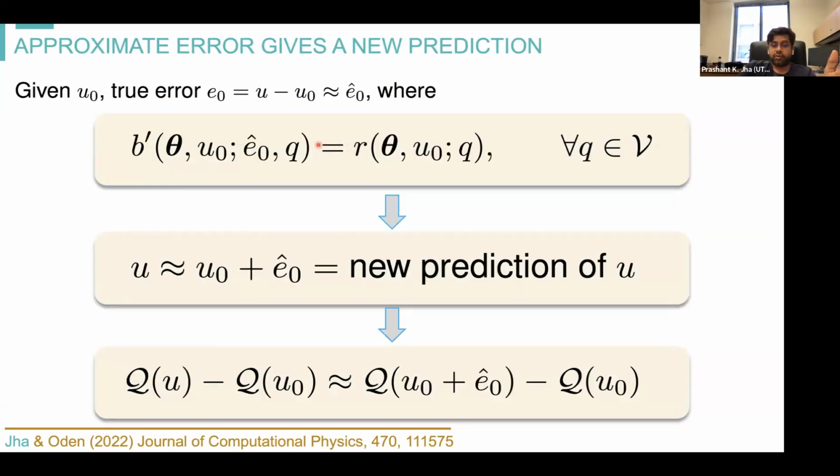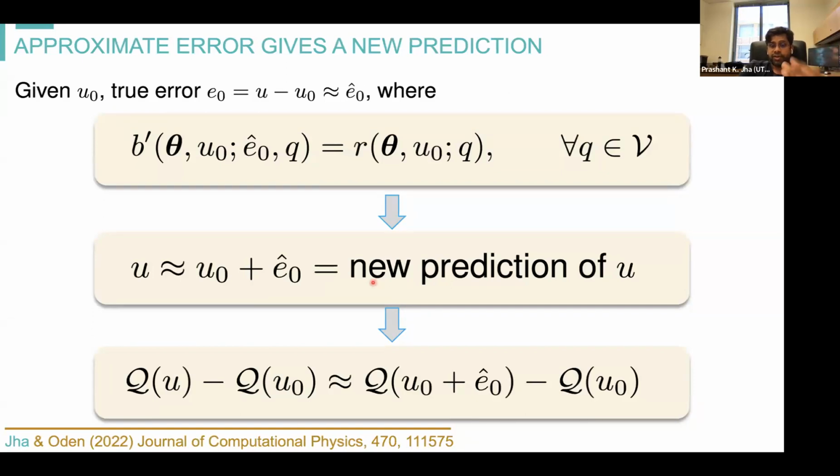So you can see here that if the neural network gives me an estimate of a solution by neural operator, then I can compute the error like that here, E0 hat, and add it to whatever estimate the neural network has given me to build another prediction of U, and then use that to do downstream calculations.